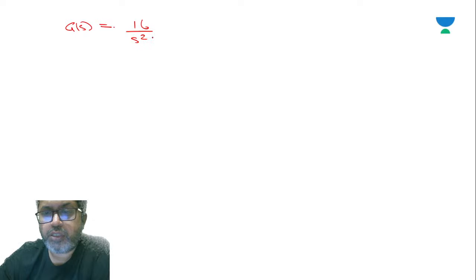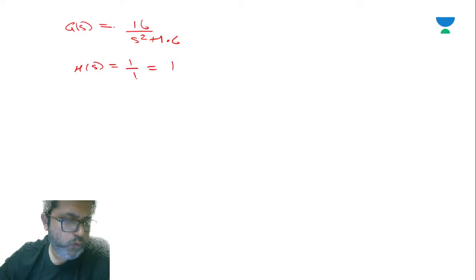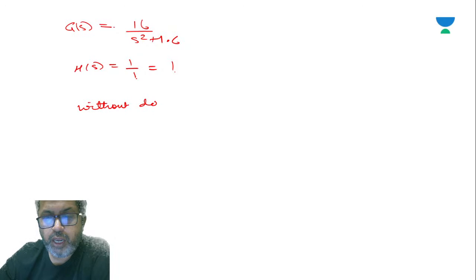Next, we'll write down the program. First of all, GS is equal to 16 upon S square plus 1.6. Feedback is equal to 1 by 1, that is equal to 1. So without derivative controller, let us see the diagram.